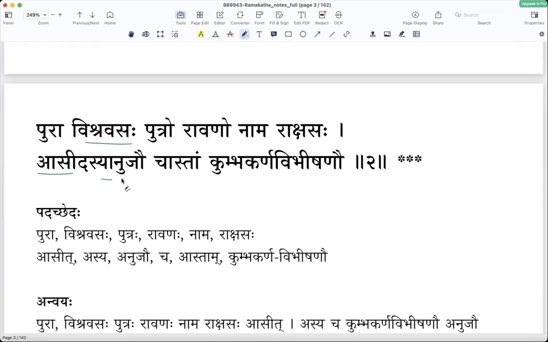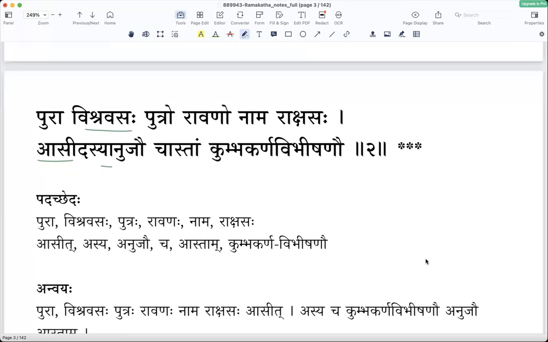Next. Rakshasah asit, asya anujau cha astam, Kumbhakarna Vibhishano. Kumbhakarna Vibhishano is the dvivachanam of Kumbhakarnashcha Vibhishanashcha. Yes, correct. Asya anujau, asya meaning Ravanah's. Ravanasya anujau, brothers. Anujau, also were there. They were Kumbhakarna and Vibhishana. Okay. Anujah is brother, younger brother. Anu jayate, one who is born later. Anujau, yeah, okay. Is that clear? Can move on? Okay.